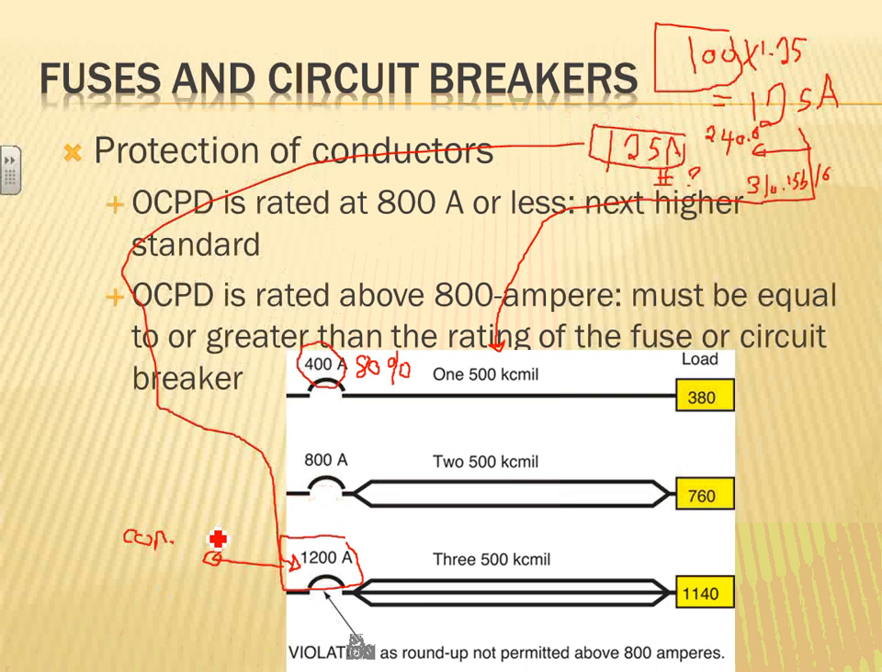That's how I would do it. You're absolutely right. So you size your overcurrent detection device, then you size your conductor. That's the proper way of doing it, except there's a way that you can size directly based on the calculation here.